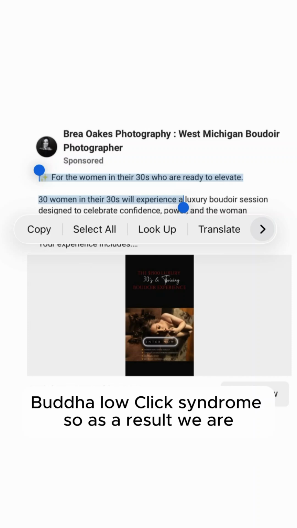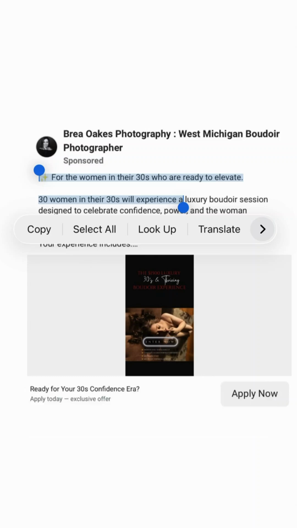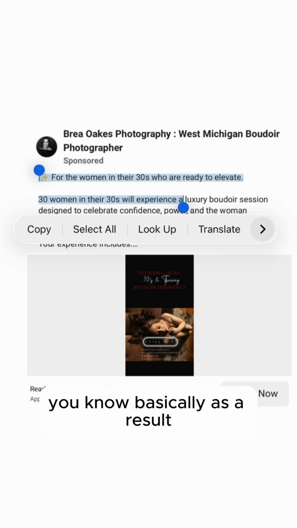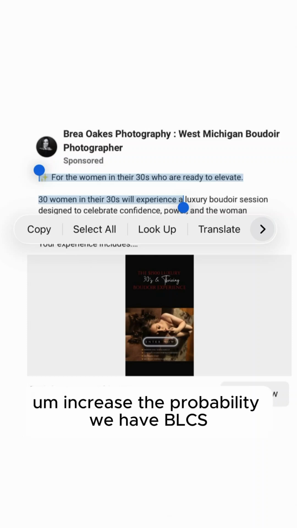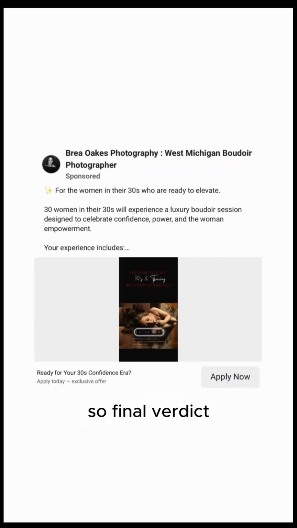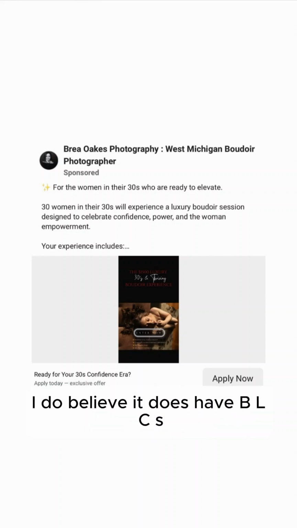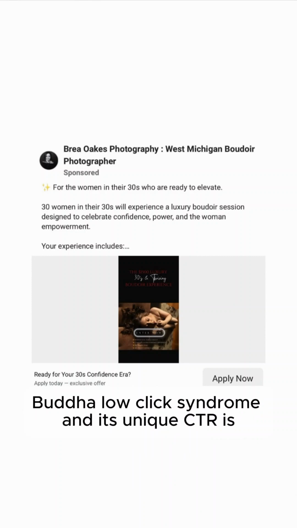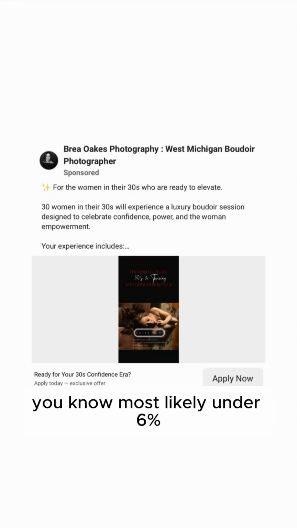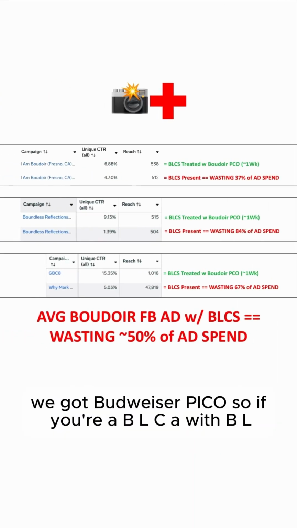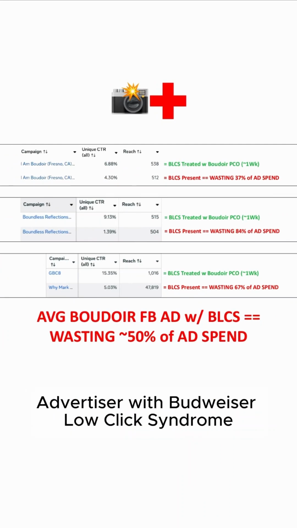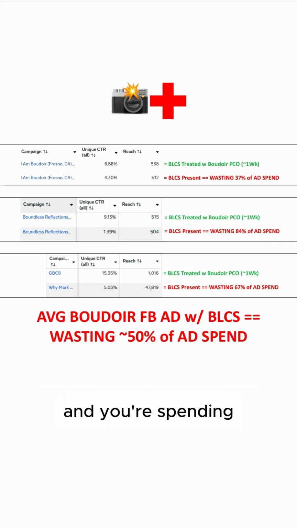So as a result, we increase the probability we have BLCS. So final verdict. Do we believe this Boudoir Facebook ad has BLCS, yes or no? Yes, I do believe it does have BLCS, Boudoir low click syndrome, and its unique CTR is most likely under 6%.